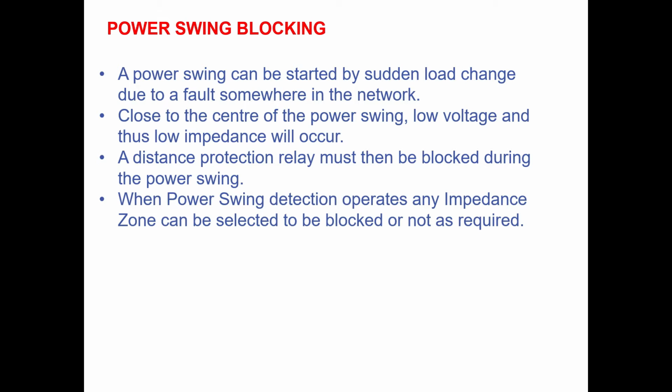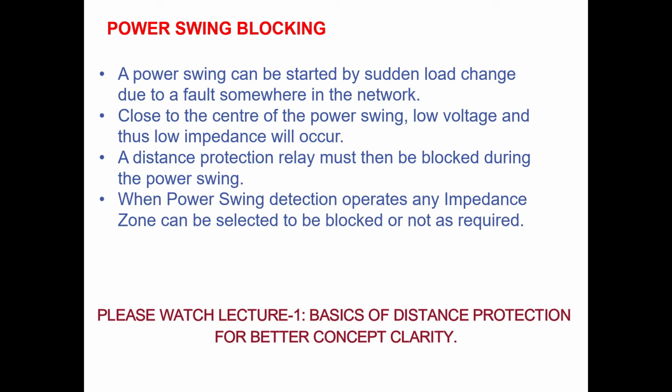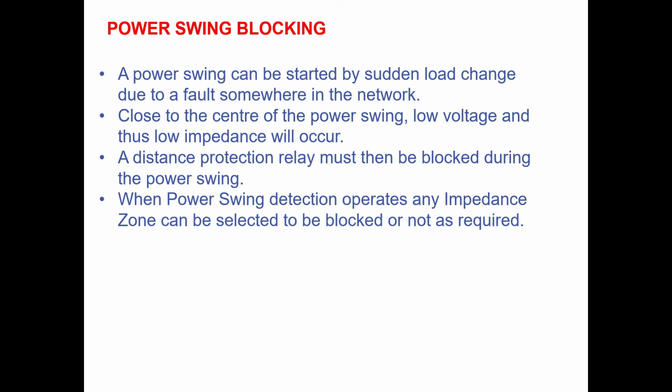So first of all, what is power swing blocking? A power swing can be started by a sudden load change due to a fault somewhere in the network. So anywhere in the network, if there is a fault, then a power swing will start. You know that in a stable system, the active power generated and consumed must always be balanced. Whenever there is a fault, the consumed active power suddenly reduces, but the generated active power will not reduce immediately. So now the generator will swing.